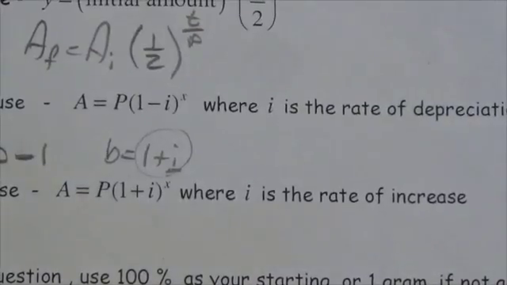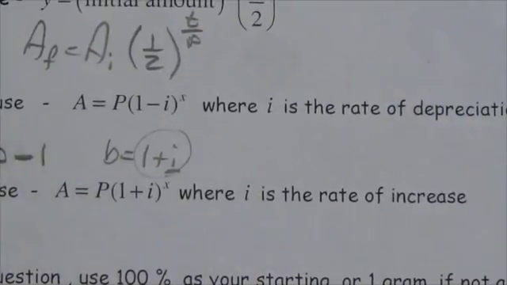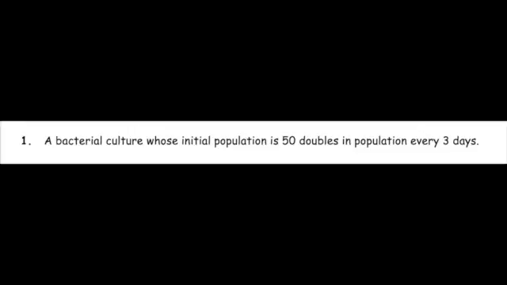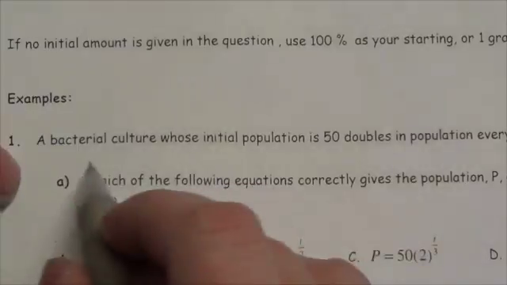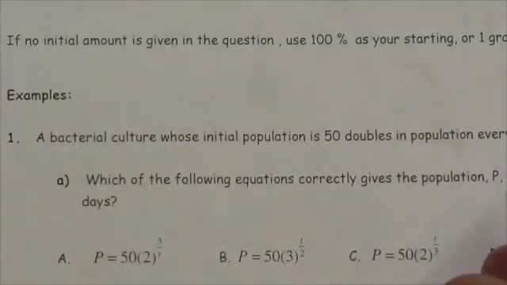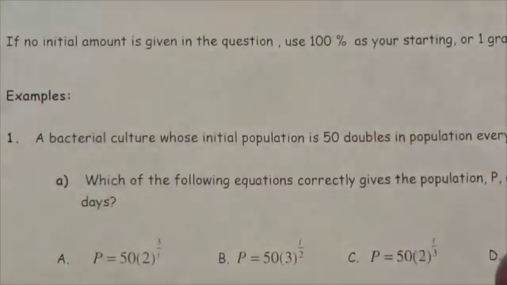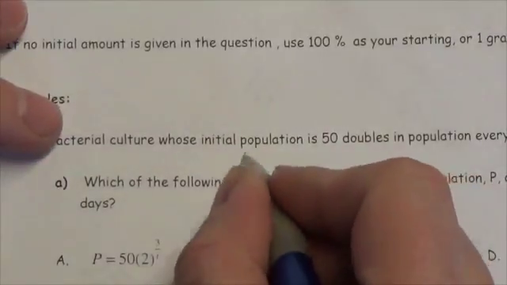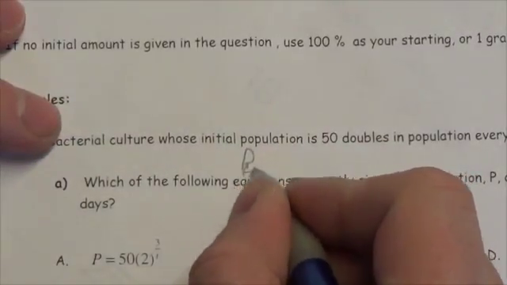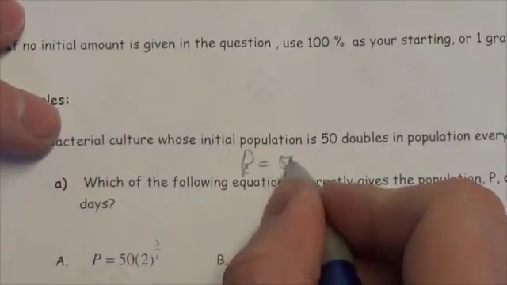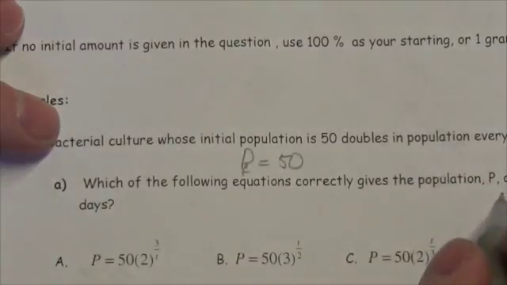Okay, so let's jump into some problems here. Answer the following questions about a bacterial culture whose initial population is 50 and it doubles in population every 3 days. Okay, so let's take a quick look at what this question is saying here. Bacterial culture whose initial population is 50. Obviously we don't know the final population, so we'll put P there. There's our final population. But we know the initial population is 50. It doubles in population every 3 days.